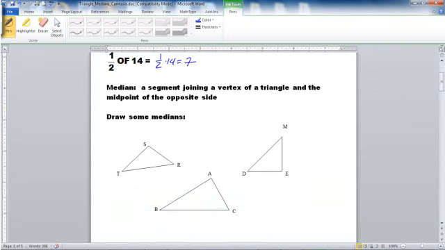A median is a segment joining a vertex of a triangle and that midpoint. That's why we talked about midpoints. It joins the vertex of a triangle and the midpoint of the opposite side. So here's my vertex, the corner of a triangle if you will, to the midpoint of the other side. That is a median. So from the vertex to the opposite side, it cuts that opposite side in half. I can try one from here to here, not straight line. And I can try one from here to here. Again, a median goes from the vertex, corner of the triangle, to the opposite side's midpoint, cutting that opposite side in half.